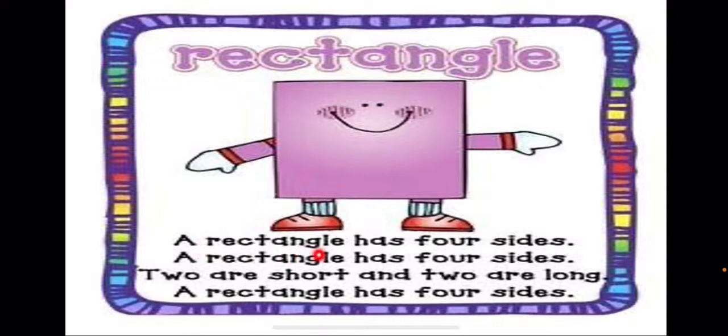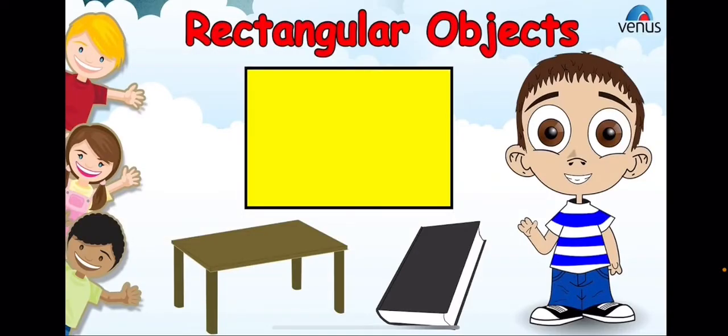A rectangle has 4 sides. A rectangle has 4 sides. 2 are short and 2 are long. A rectangle has 4 sides. So, you can see 2 are short and 2 are long. So, this is how a rectangle looks. The objects that are rectangles are a desk and a book, etc.